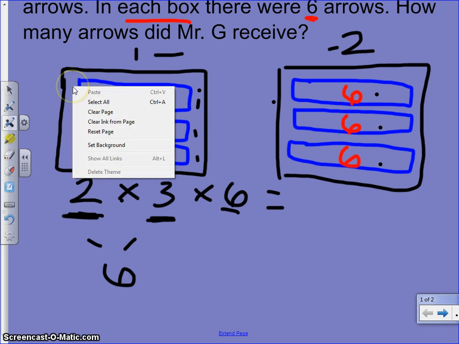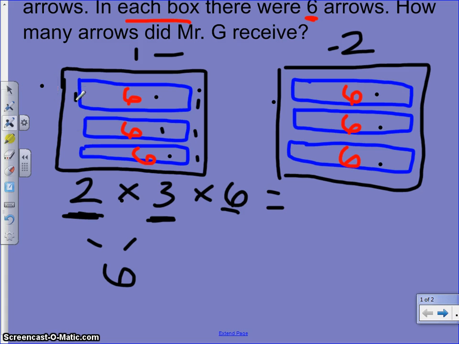Remember, the blue are the boxes. I have 1, 2, 3, 4, 5, 6 boxes. And so then I'm going to multiply by 6. And 6 times 6 would be 36. So I would have received 36 arrows altogether.